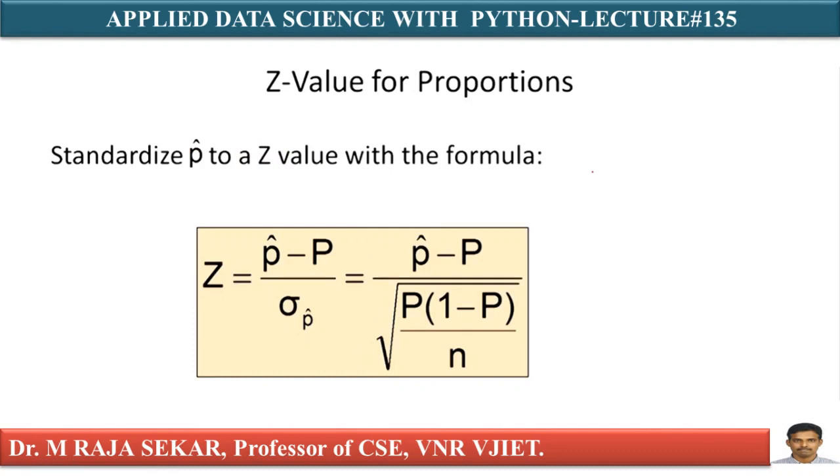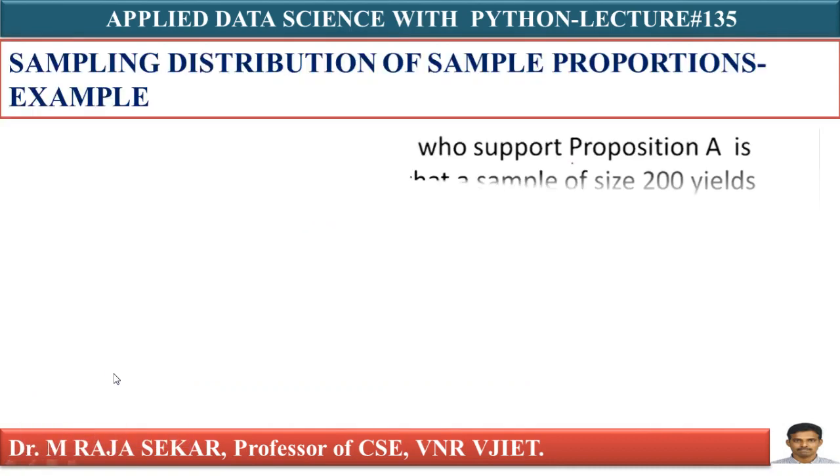This is the Z value for proportions. What is the Z value? Here your small p cap indicates sample proportion, capital P indicates your population proportion, and sigma p cap indicates the sample proportion's standard deviation. That is essentially p cap minus capital P by sigma, which we already showed: the square root of pq by n, that is p into 1 minus p by n. This is a simple relation. We will try to make use of those relations.